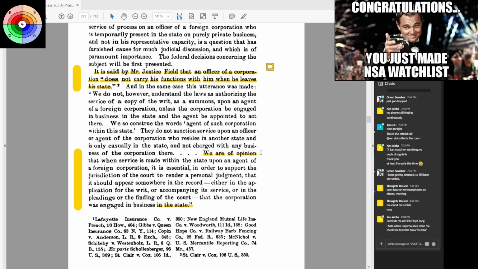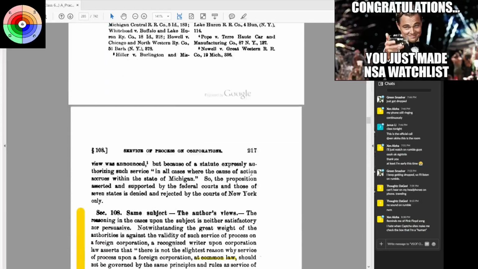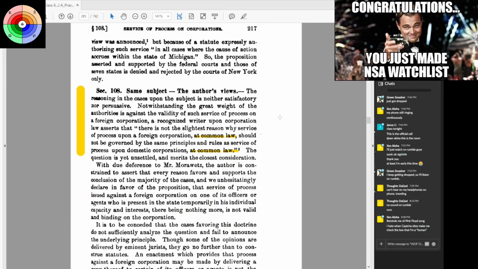Next one down. We are of opinion that when service is made in the state upon an agent of a foreign corporation, it is essential in order to support the jurisdiction of the court to render a personal judgment that it should appear somewhere in the record, either in the application for the writ or accompanying its service, or in the pleadings or the finding of the court, that the corporation was engaged in business in the state. So again, finding Mr. President of Google in Florida having a fishing trip doesn't fly.